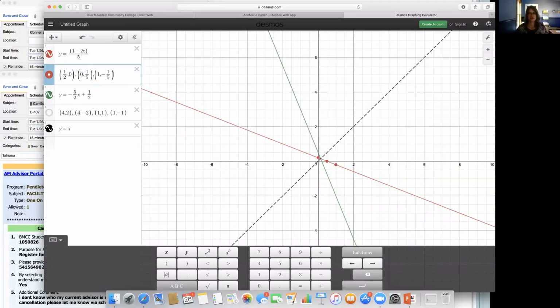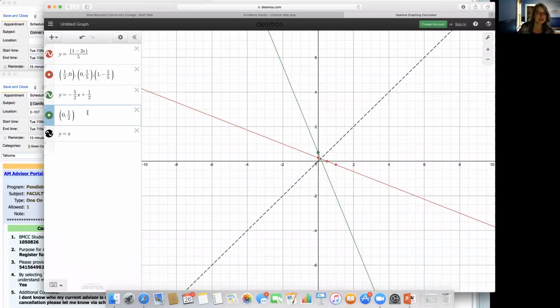I know they're ugly points, but because I'm working with Desmos, I can get away with that. So let's take those same points and swap the x's and the y's and see if we get points on my inverse function. So the 1/2, 0 should correspond to 0, 1/2. And let me turn this line on. And sure enough, there it is.